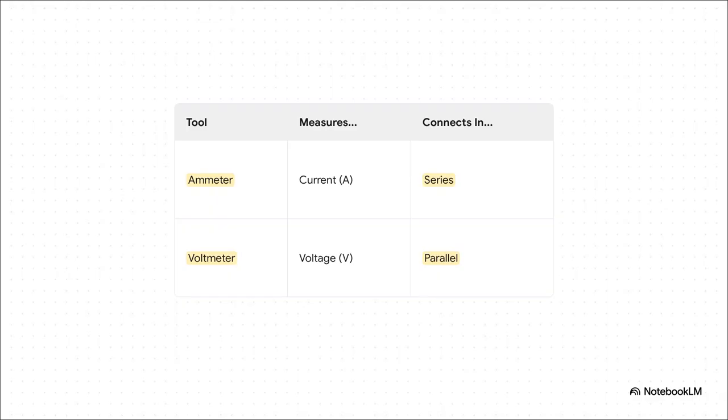Okay, this slide breaks it down perfectly. To measure the current, you need an ammeter, and you have to connect it in series. That means you literally break the circuit and stick the ammeter in so it becomes part of the main loop. But for voltage, you use a voltmeter, and that gets connected in parallel. It goes across a component, not in line with it. Seriously, if you remember one thing here, make it this: ammeter in series, voltmeter in parallel.